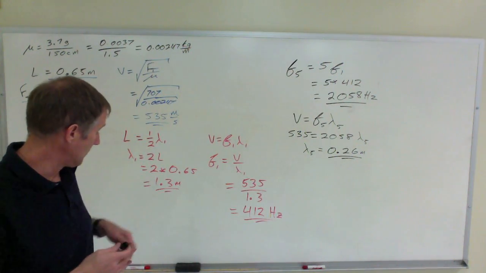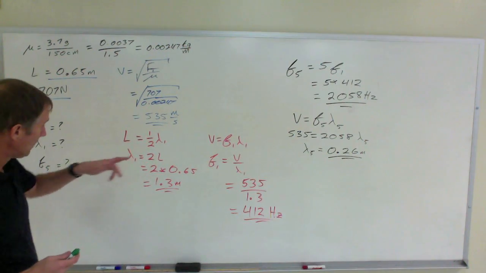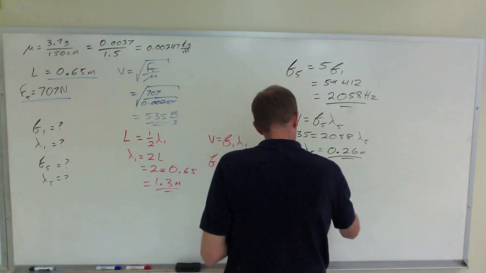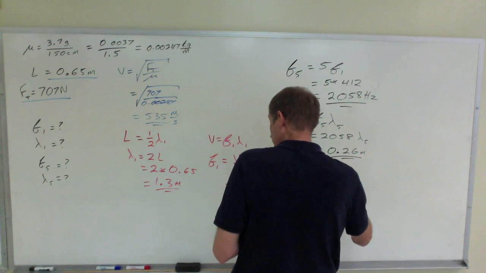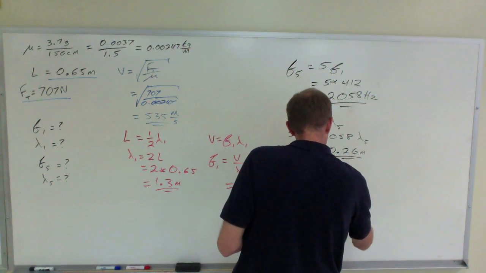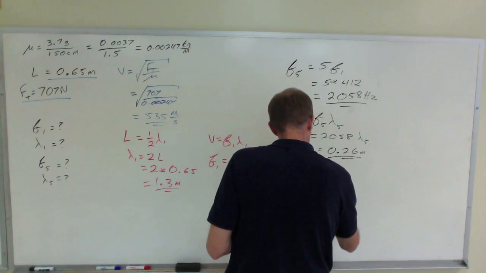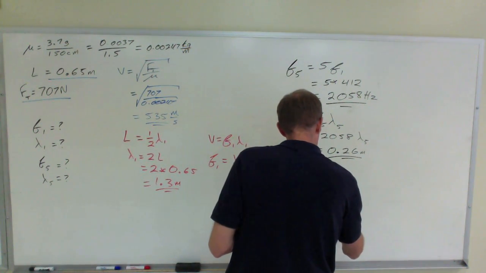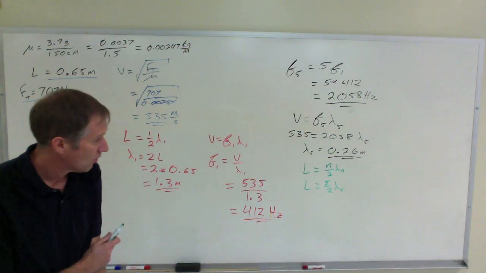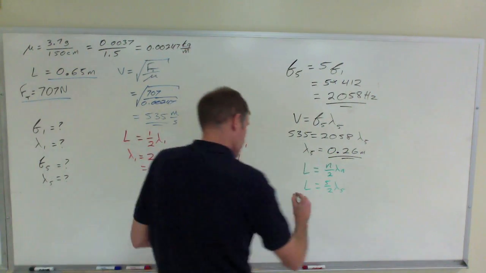You could have done that differently. You could have used this equation for L. Remember that L equals n over 2 lambda for the nth harmonic. So L would equal 5 halves lambda for the fifth harmonic, or lambda equals 2/5 L.